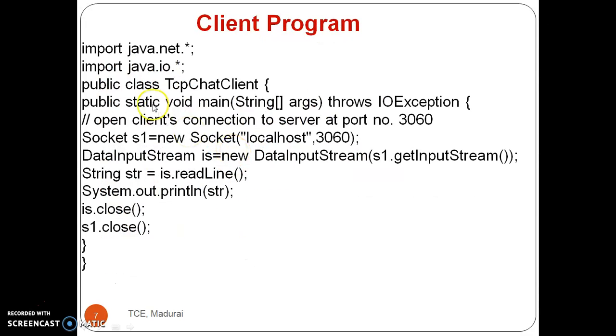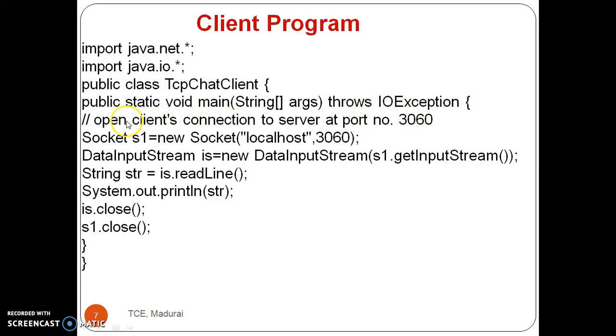Coming to the client side, again we need to import net package and IO package, and need to define class name, main method, and we need to handle exception by throwing those exceptions. You can specify the exact exception type like IOException, UnknownHostException, etc. If you do not know the correct exception type, you can just specify throws Exception.